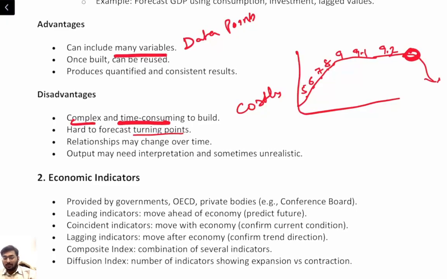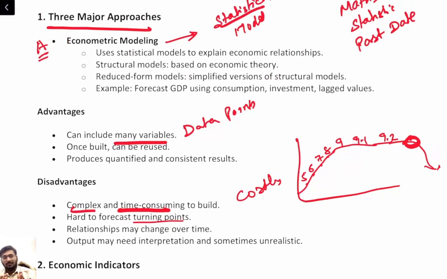So these models are useful. Definitely, you can use multiple data points. You can use them again and again. The output is numerical. It looks scientific, but the most important factor is that it is costly. The relationship can change between the variables, and the turning points are very hard to analyze. Are you clear?